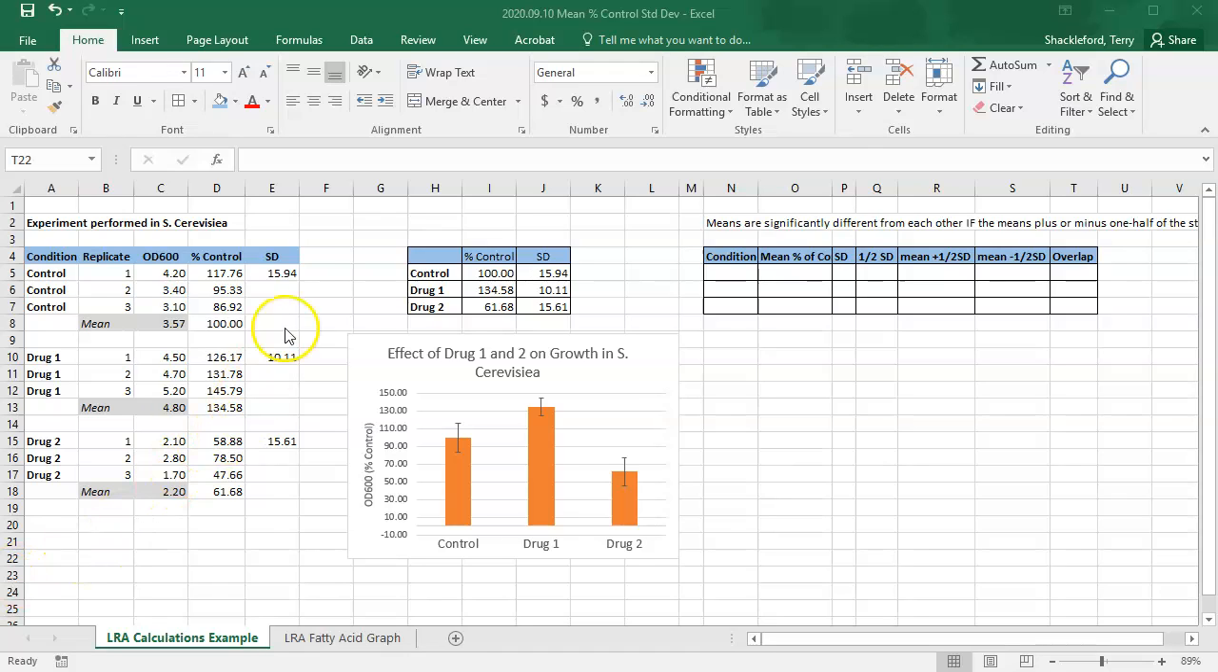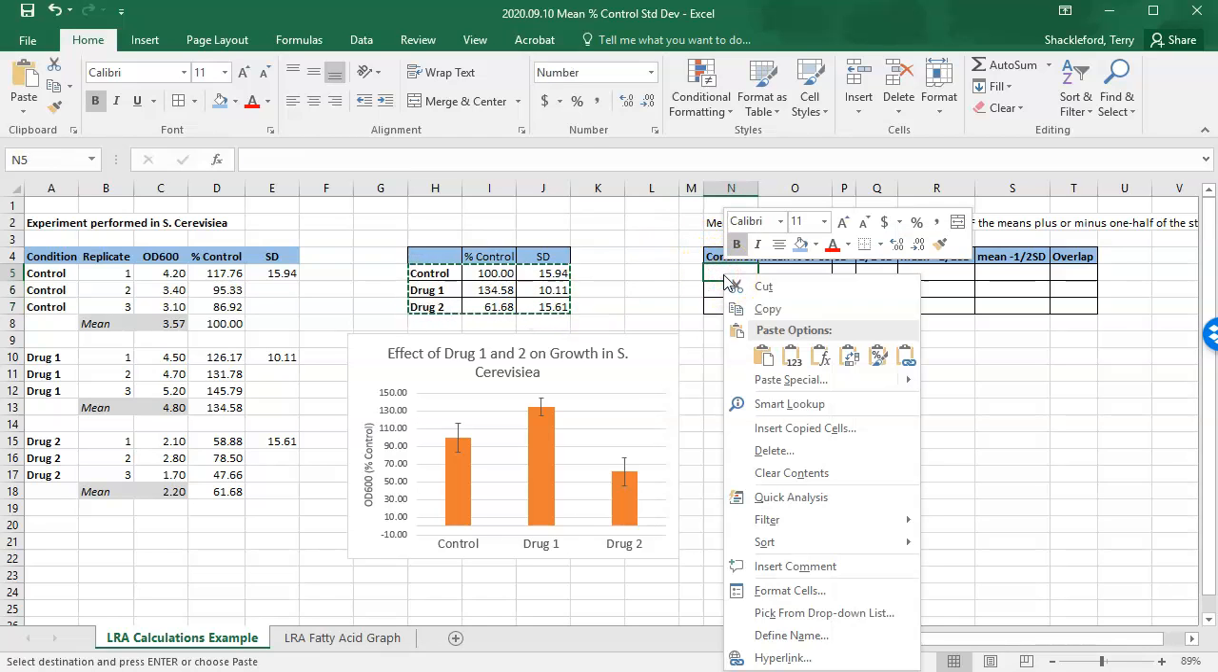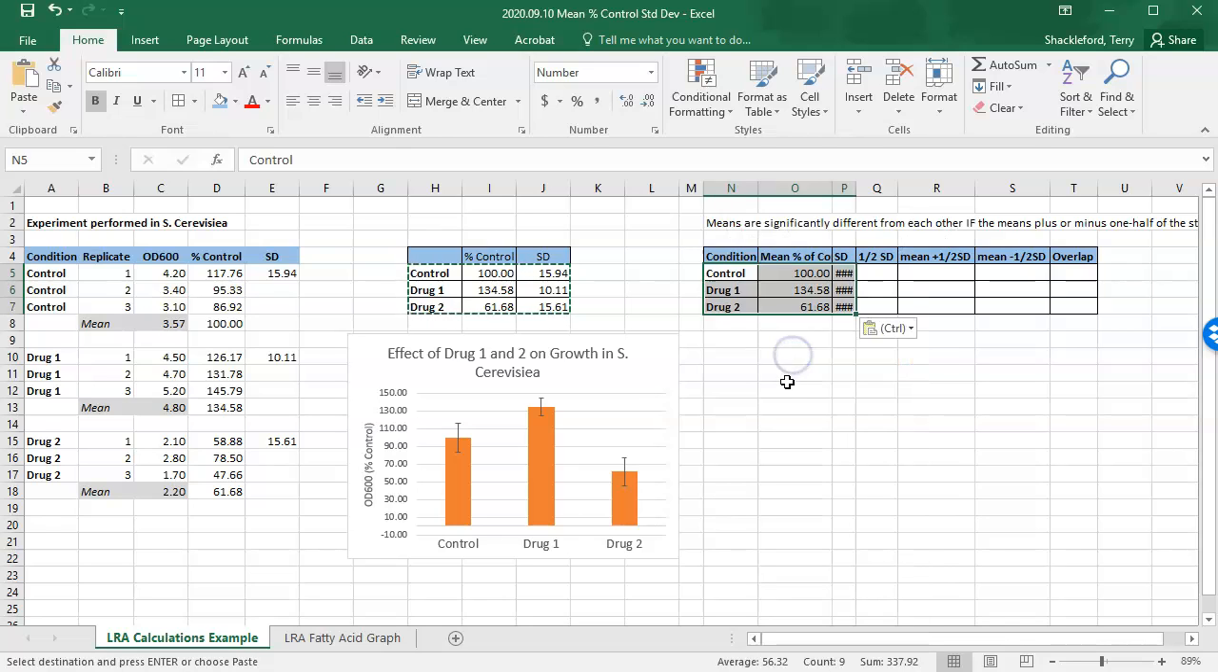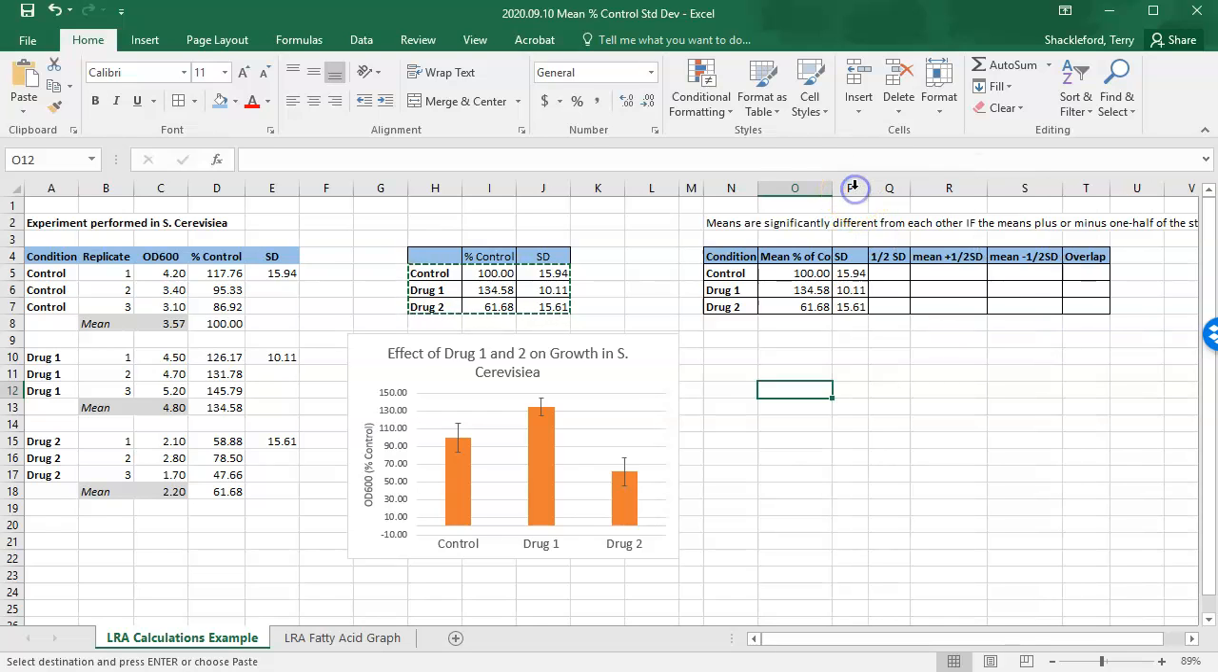Okay, so last time we had our three groups: control, drug 1, drug 2. We calculated percent controls and standard deviations. I'm going to select this data and move it over to my new table here, and I am going to paste special just in case. Now notice I do have these number signs, and this only means that this cell is not big enough to display all the data. So I can double click on this line up here and it will automatically resize those cells for that data.